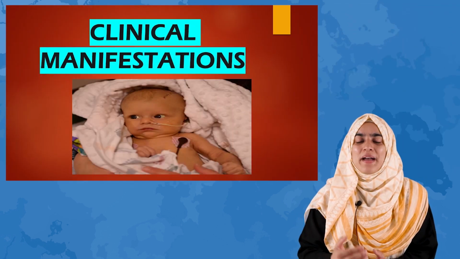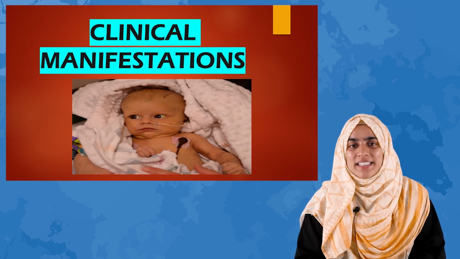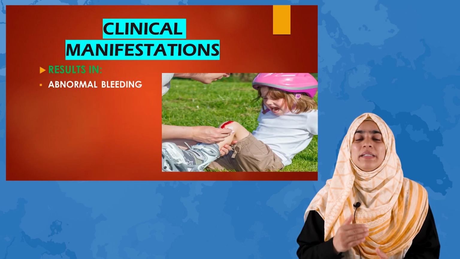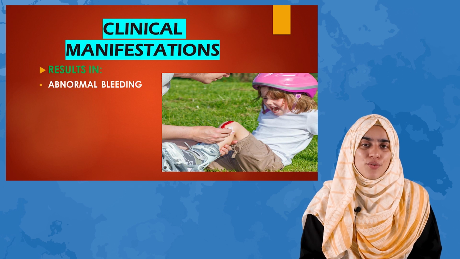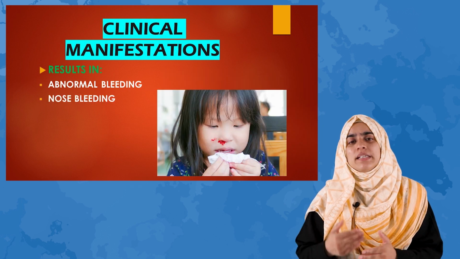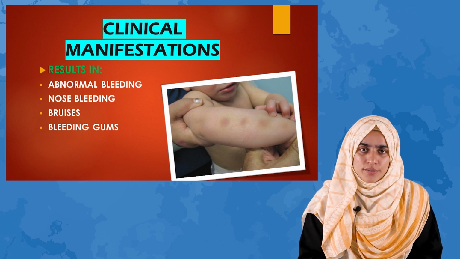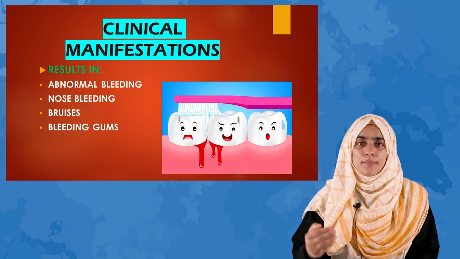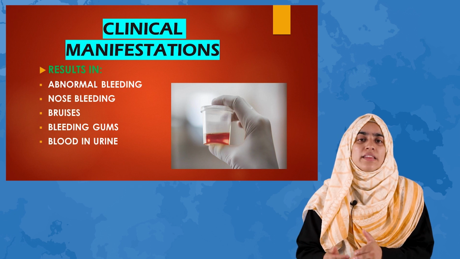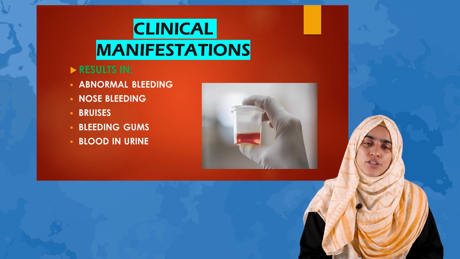The clinical manifestations of this vitamin K deficiency can be: abnormal bleeding even from small cuts, spontaneous nose bleeding, bruises, bleeding gums, and the presence of blood in the urine or in the stool.